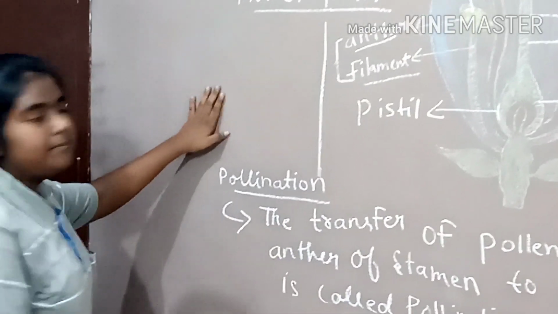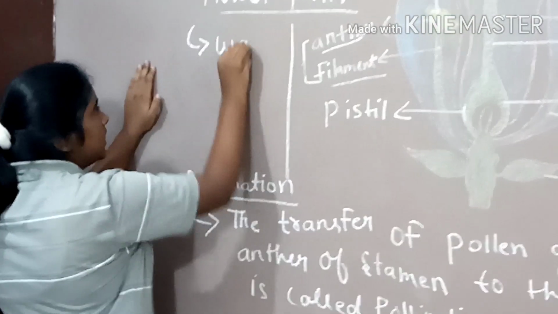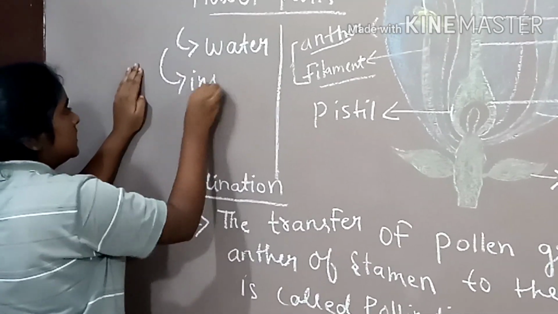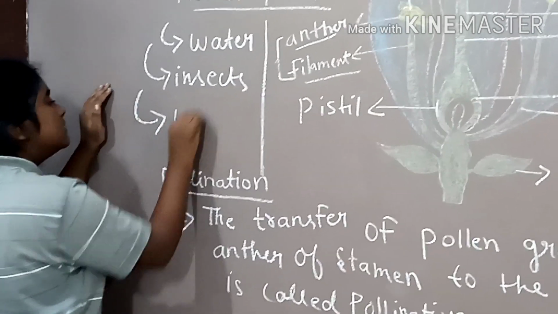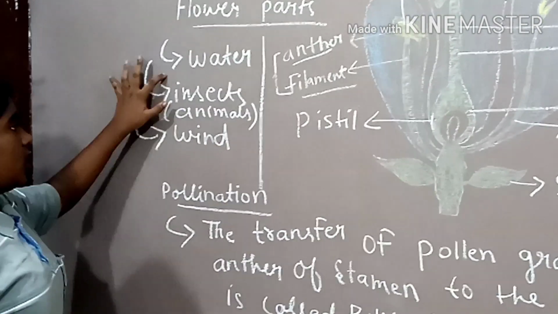This pollination can be done in three ways. Mainly three ways, that is water, insects and wind.